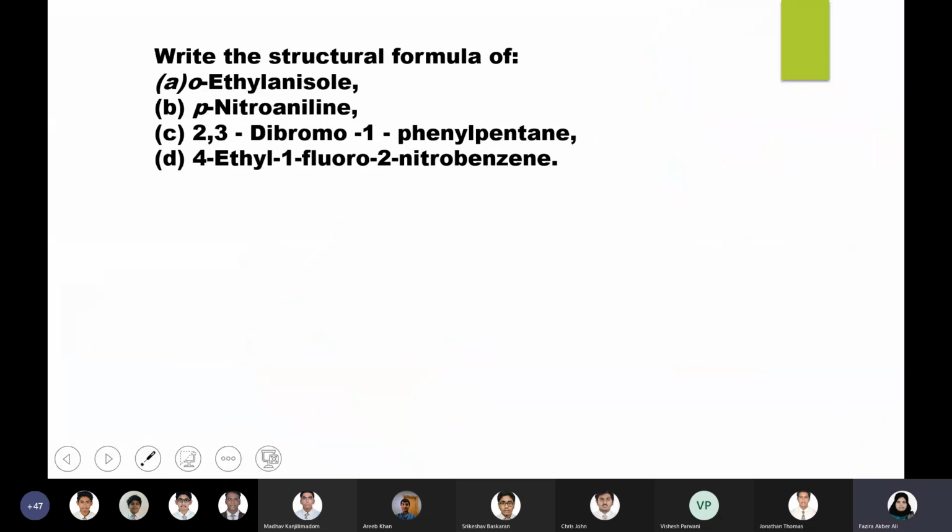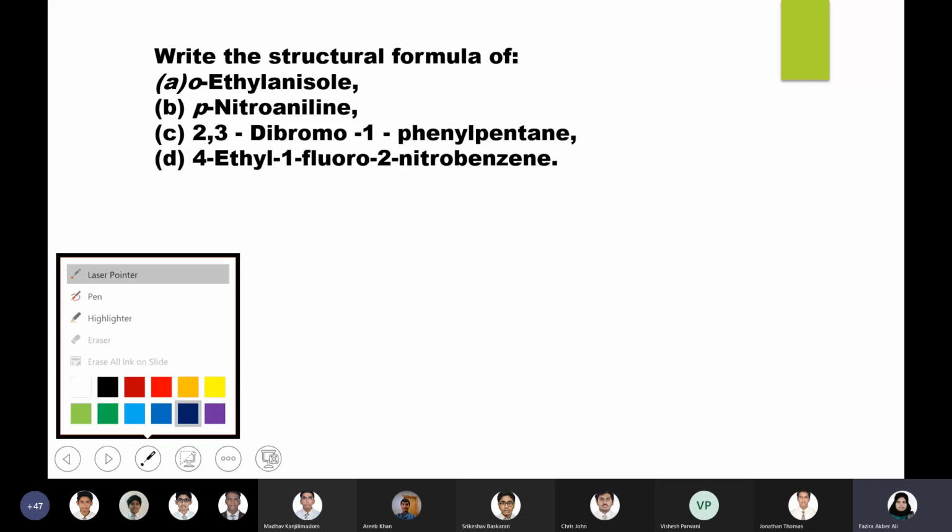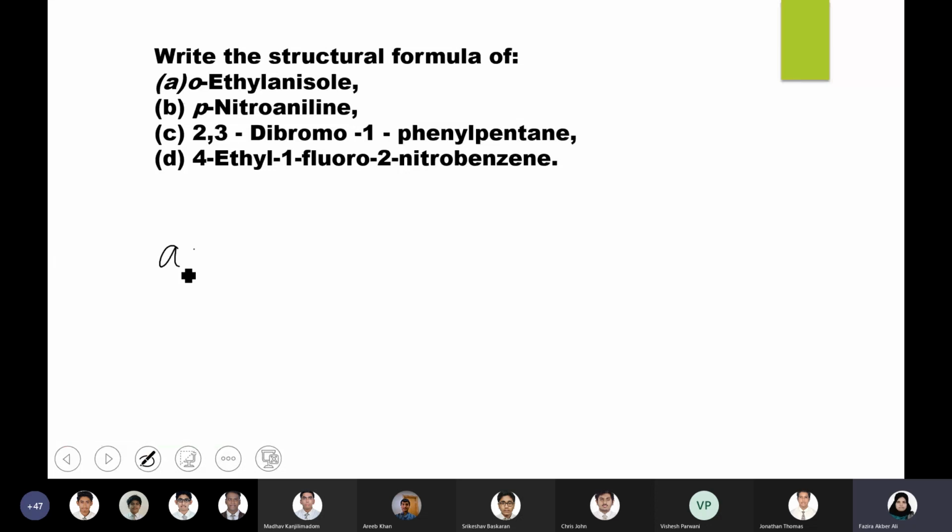So shall we start drawing the structures of these compounds? So let's start from the first one. Ma'am, what does ortho and para mean? No, it's actually ortho, like adjacent. Okay.